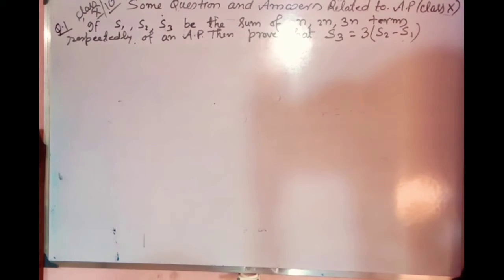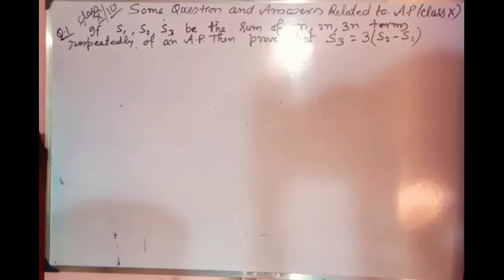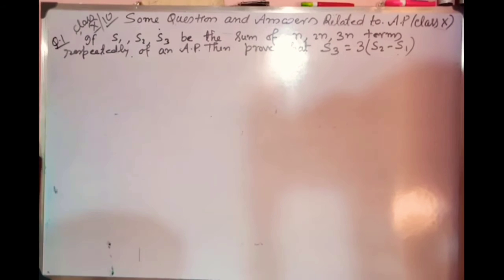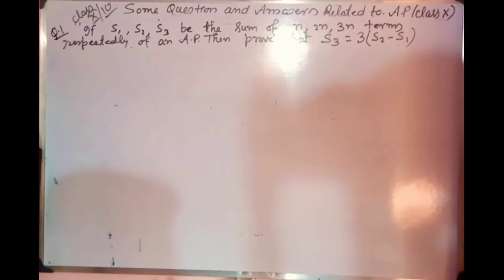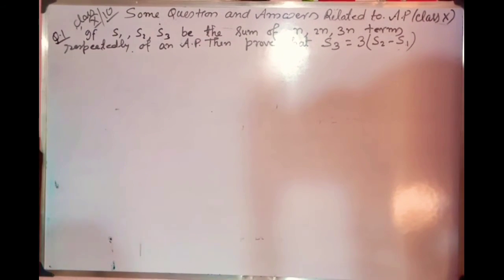Here is one question I have taken, and the question is easily readable. If S1, S2 and S3 are the sums of n, 2n and 3n terms respectively of an arithmetic progression, then prove that S3 is equal to 3 into S2 minus S1. Here comes the solution.